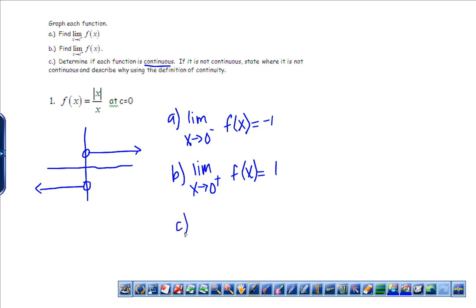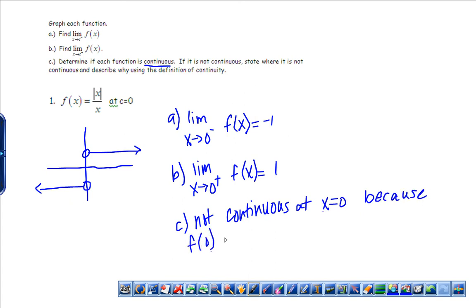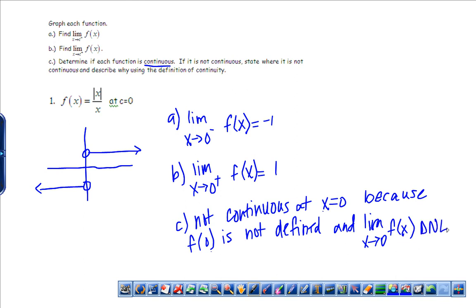C says determine if it's continuous. Since we get two different answers, a positive and a negative, it's not going to be continuous. So I'm going to say this is not continuous at x equals 0 because f of 0 is not defined and the limit as x approaches 0 of your function does not exist.